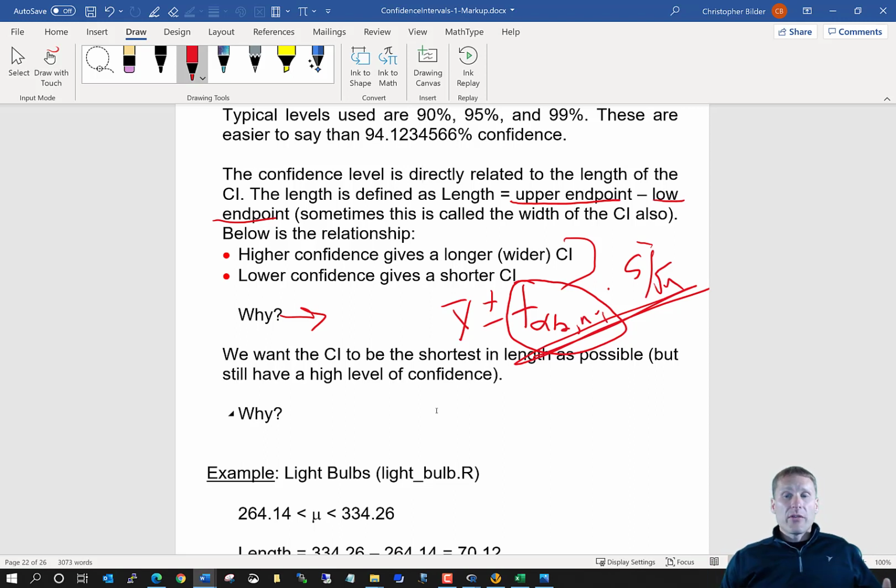Now, on your own, you should think about, well, what happens as alpha goes down? What's going to happen to my confidence interval? It's going to become narrower, but make sure you understand why. Now, also, we will like the confidence interval to be as short in length as possible, but still have a high level of confidence. Well, why? Let's take a look at this example to explain it.